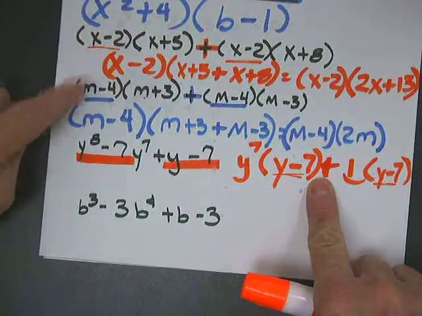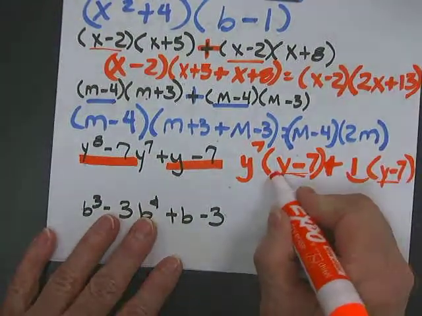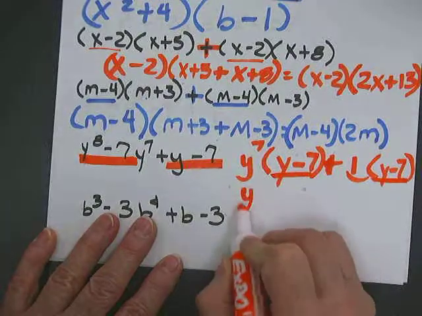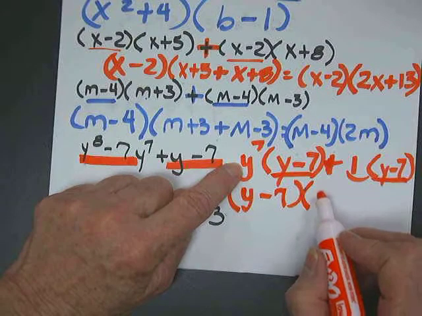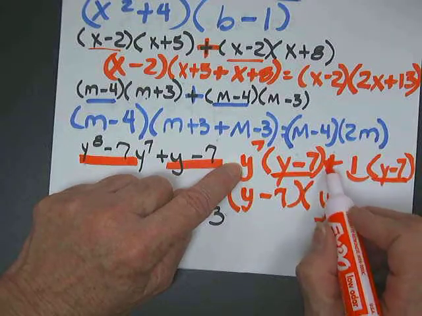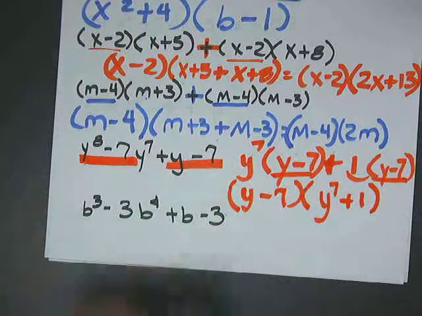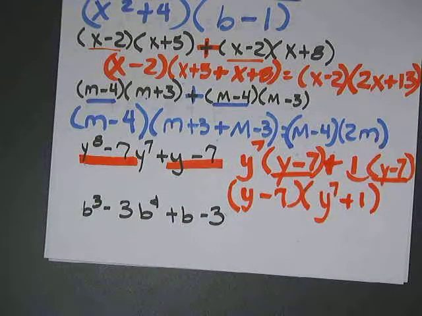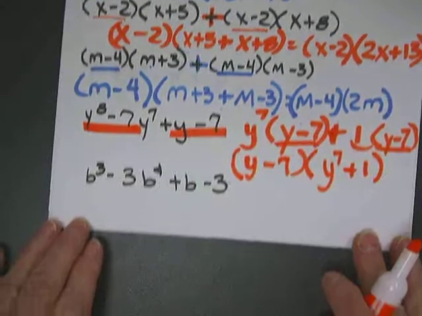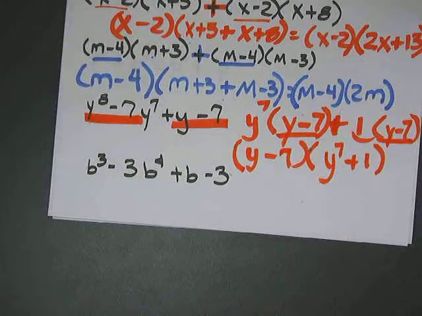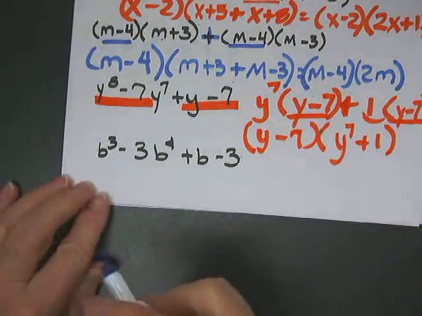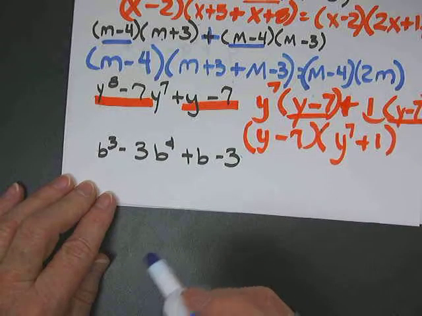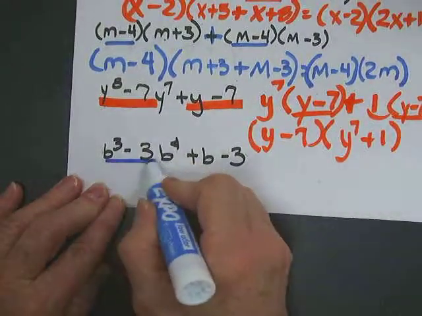And then how are we going to get a positive y? Just by adding 1, right? 1y. 1 times 7 is negative 7. And now we're doing the same thing we did with these up here. What did they have in common? Y minus 7. The other term, y to the 7th plus 1. We have factored it.